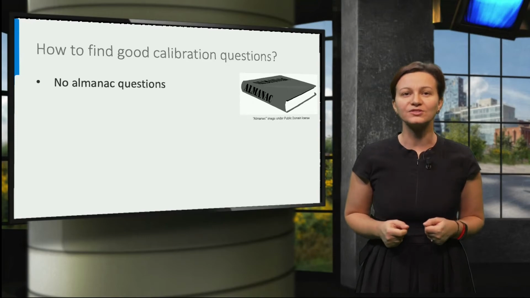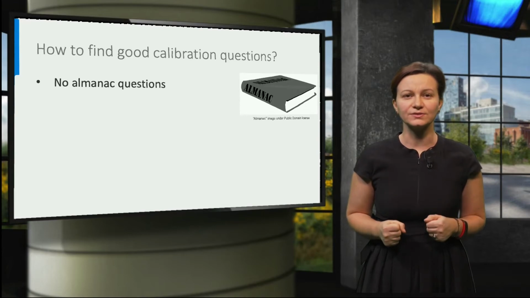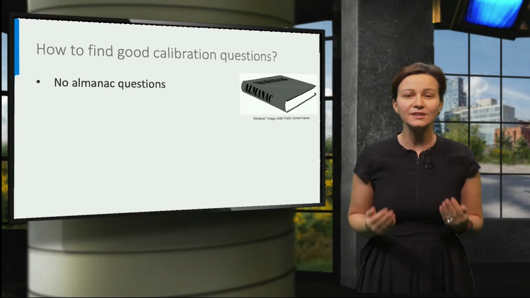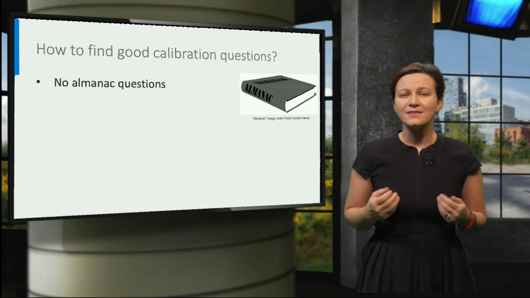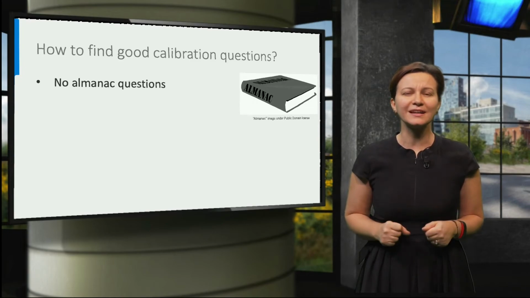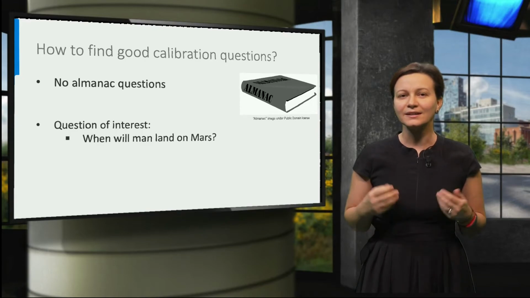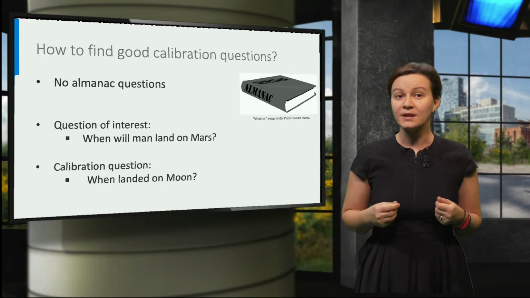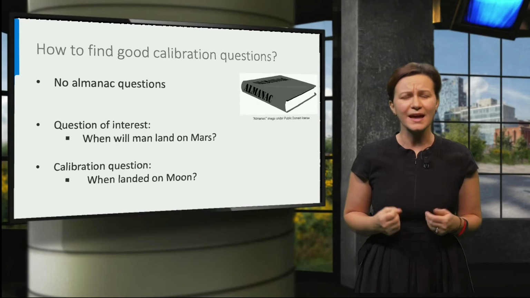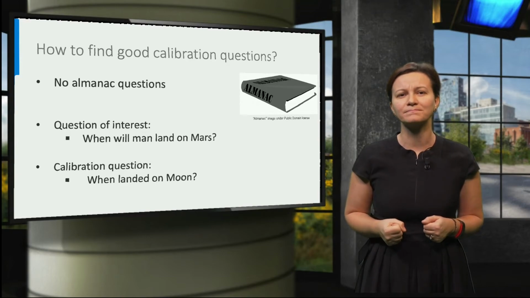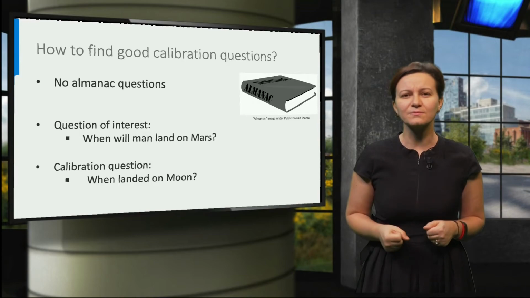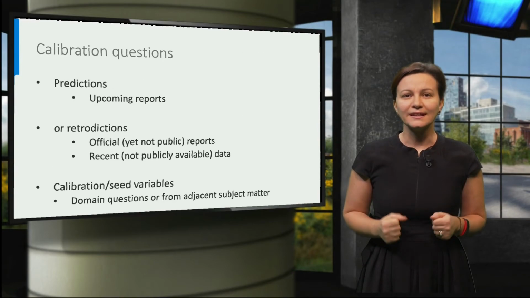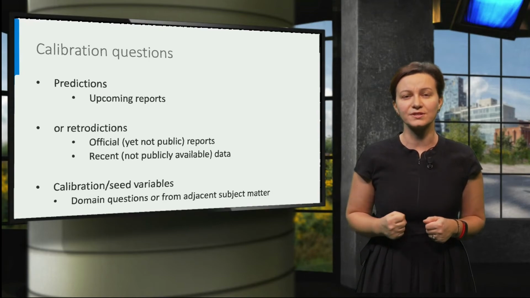A very important rule is that calibration questions should not be almanac questions. We consider almanac questions those that regard information which can be easily recalled by experts. This is of course domain-specific, but to give a silly example of such an almanac question, consider the question of interest, when will man land on Mars? Now, the question, when man landed on the Moon, would be a question which every expert and probably non-expert would know, and will therefore not be an appropriate calibration question. Usually, data coming from official reports or data which are not publicly available are used for the calibration questions.